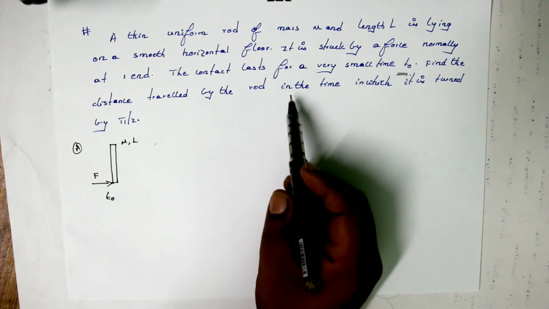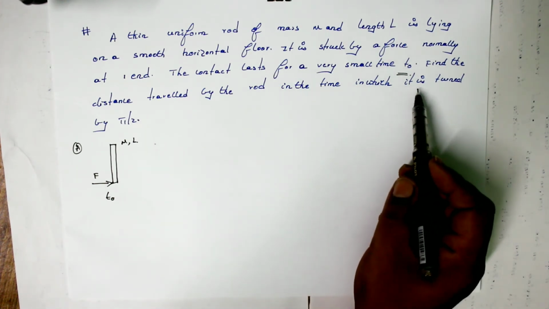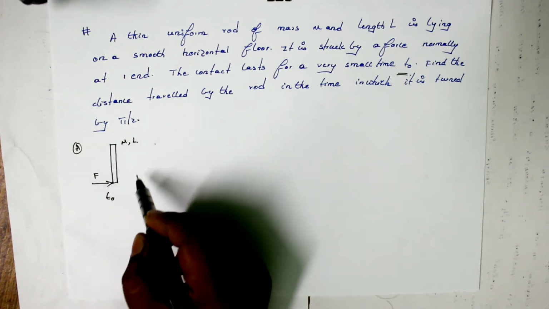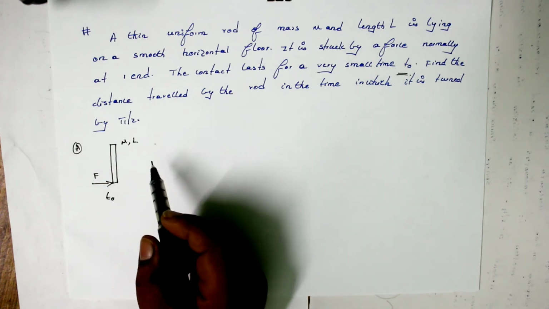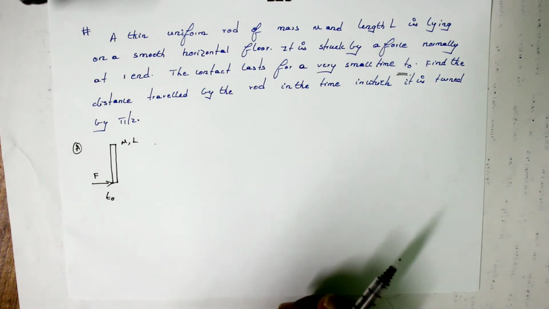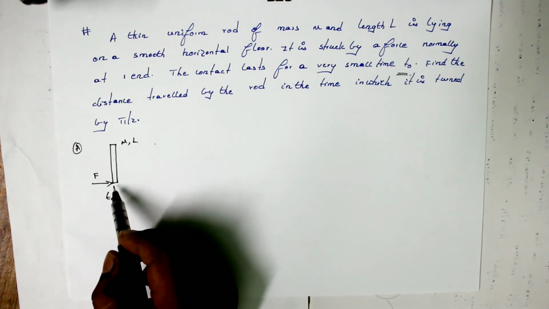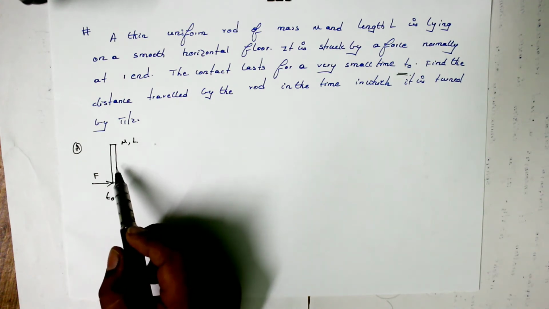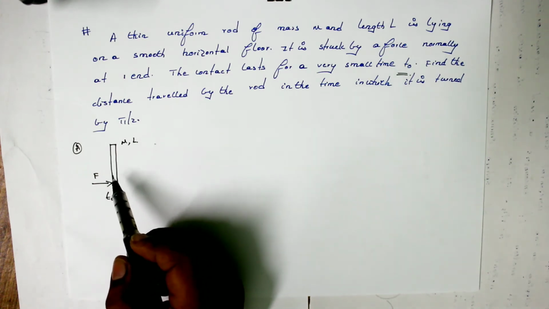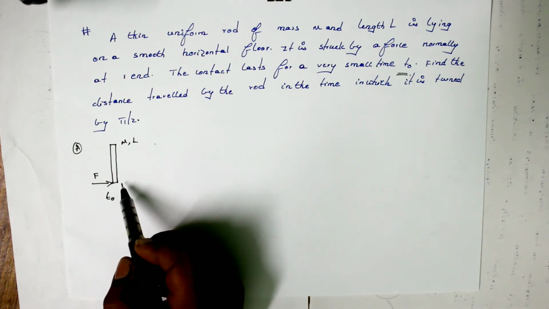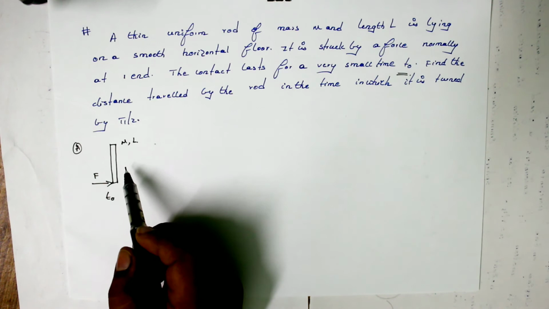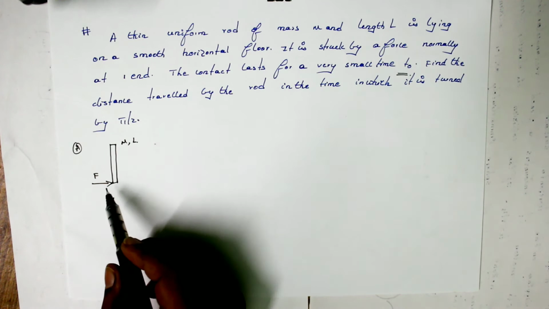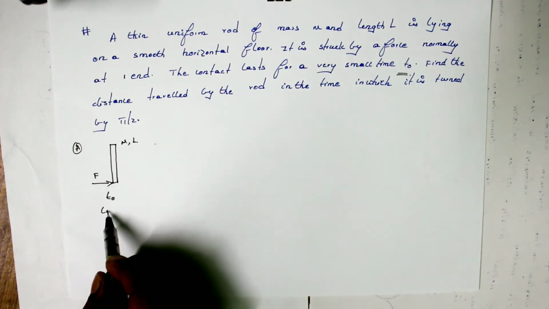Then find the distance traveled by the rod by the time it is turned by an angle of pi by 2. So by the time this rod rotates by an angle of pi by 2, we are supposed to find out the linear distance traveled by the rod. First of all, if I apply force here, why does this rod rotate? If a force is applied on the center of mass, then definitely there cannot be any rotational motion. But force is not applied on the center of mass, so definitely there will be translational motion as well as rotational motion also.